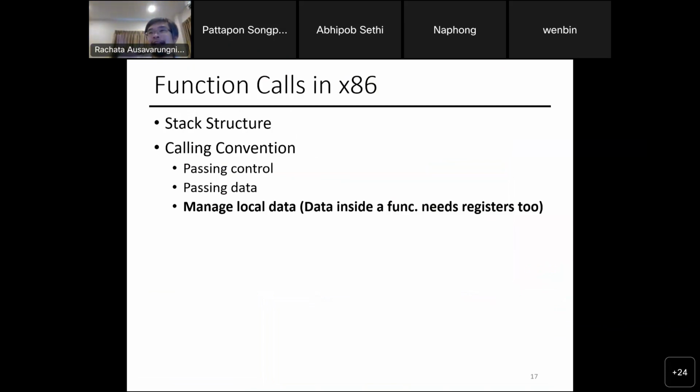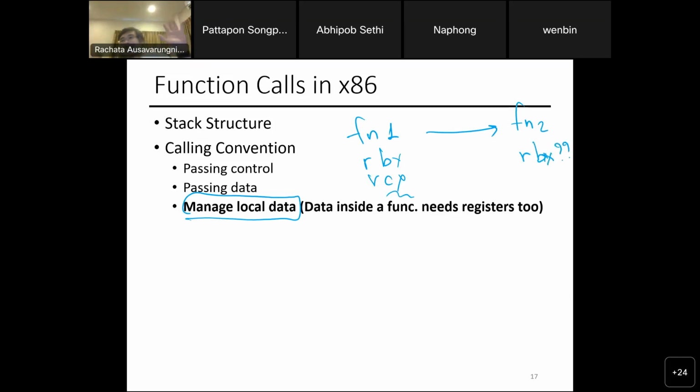Then the last thing is local data. When you have a variable in your function, it needs a register. So let's say I have function one that is happily using, I don't know, RBX, RCX, and everything else. And then function two, which function one calls, needs RBX. What should you do here? I call some function that needs registers as well.